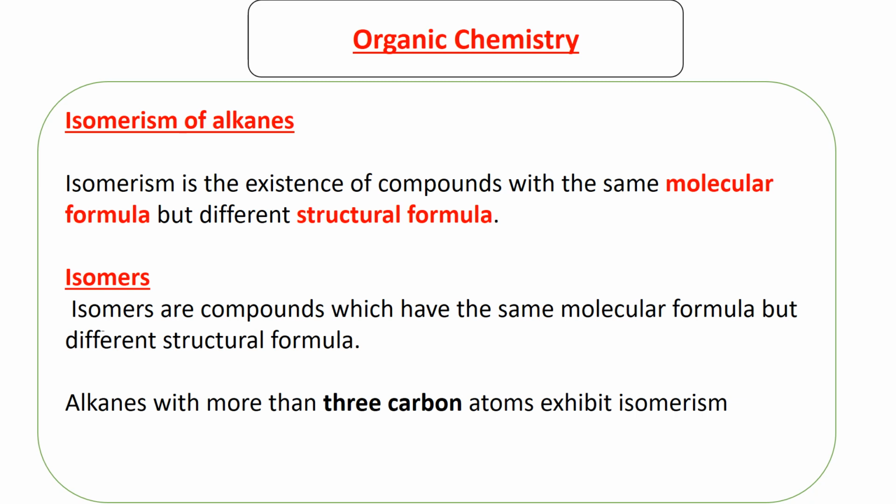Alkanes with more than 3 carbon atoms exhibit isomerism. So methane does not exhibit isomerism. Ethane does not exhibit, but after that, propane going upwards, that is more than 3 carbon atoms, we see some isomerism, as you are going to see.